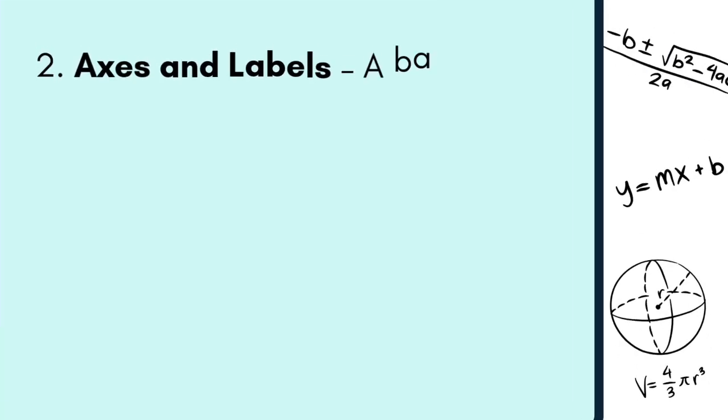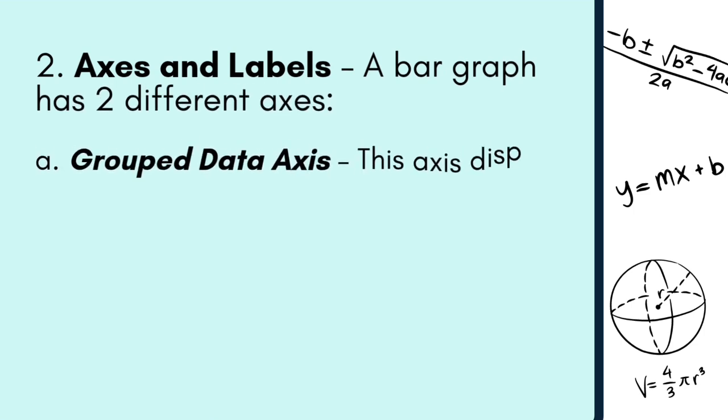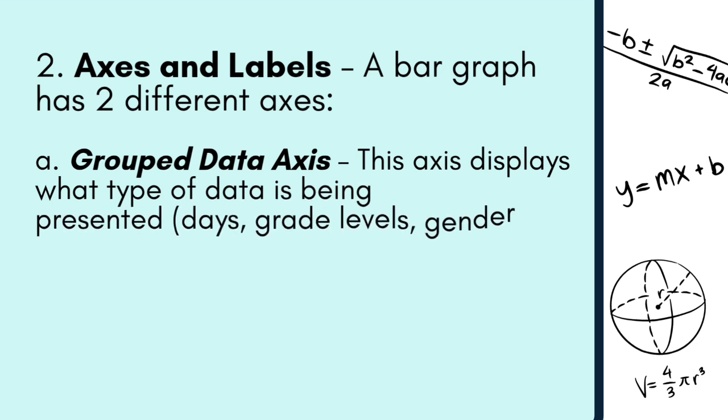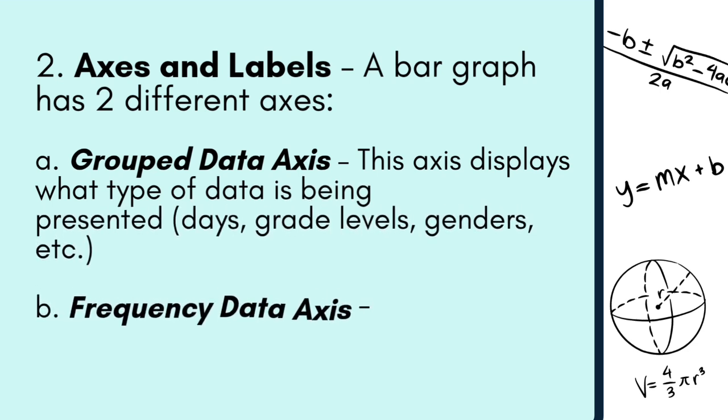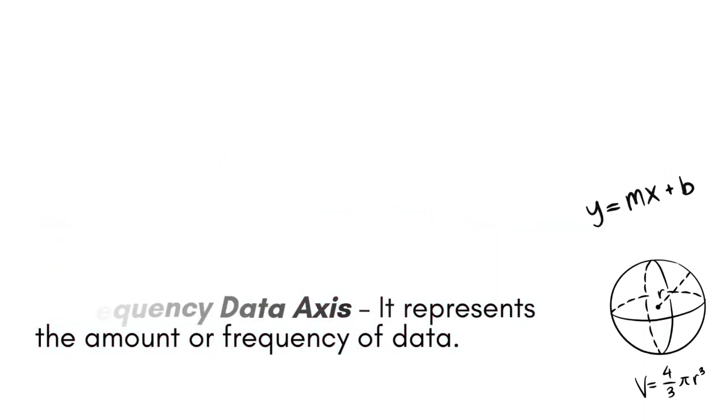Next, we have the axes and labels. So a bar graph has 2 different axes. Okay, so group data axis. This axis displays what type of data is being presented: days, grade levels, genders, and a whole lot more. And frequency data axis, it represents an amount of frequency of data.